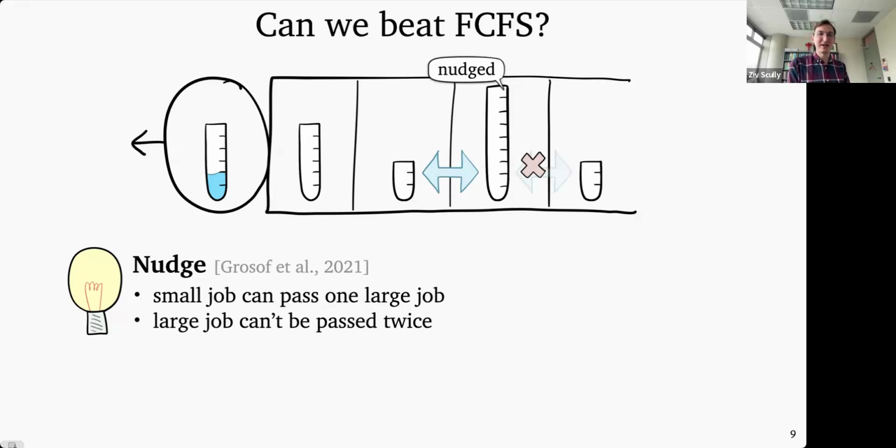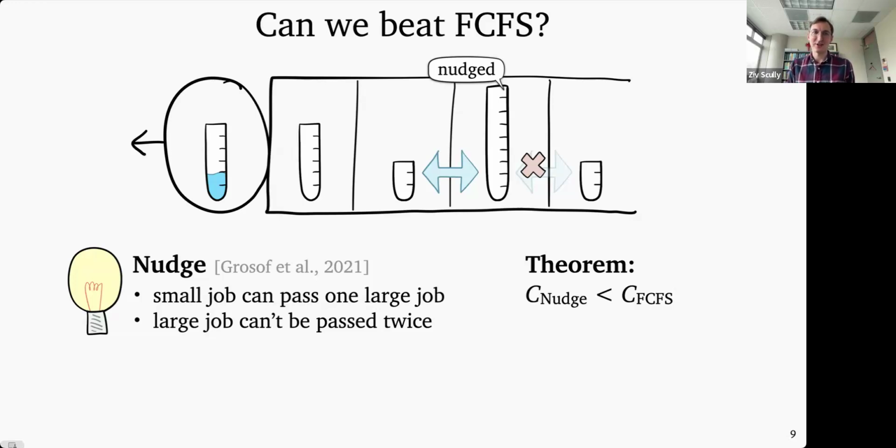Okay, and so there are some details about how you should define short versus large? Basically, any threshold works. As long as you choose the threshold in a reasonable way, what you get is that the tail constant of nudge is strictly less than that of first come, first served. Just by doing this occasional nudging of one short job in front of one long job.